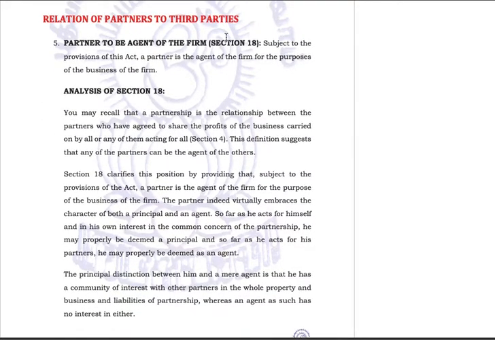Relation of partners to third parties. We'll take a 1 to 2 minutes break here. You read it and I'll be back with you.